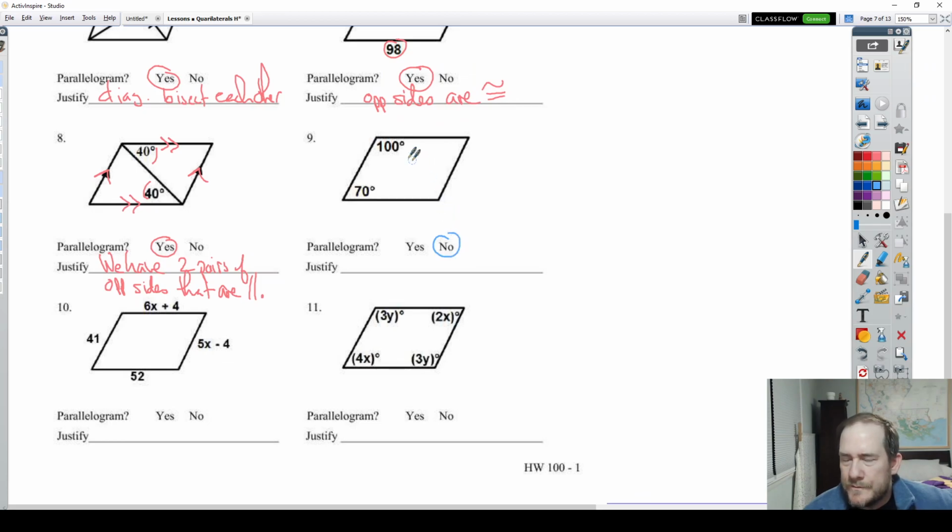For 9, we're not a parallelogram. Why not? These consecutive angles should add up to 180, but these ones only add up to 70. So that's not good. We can't judge this. So what kind of parallelogram is it? It's nothing. I guess we'll just say consecutive angles are not congruent. No, supplementary. Next.